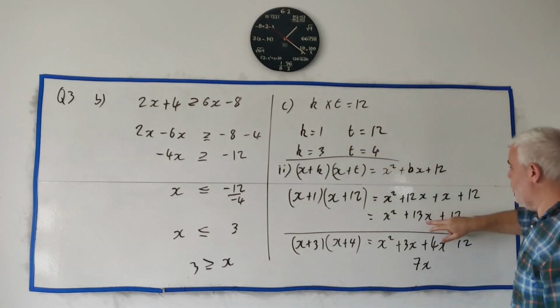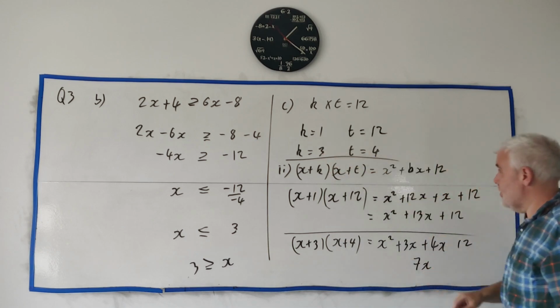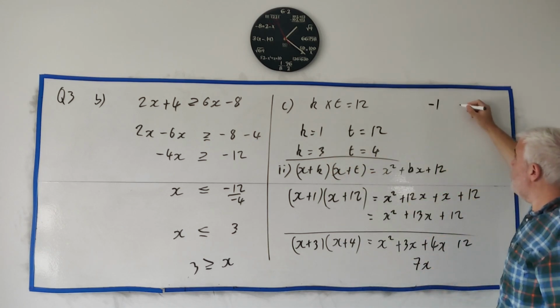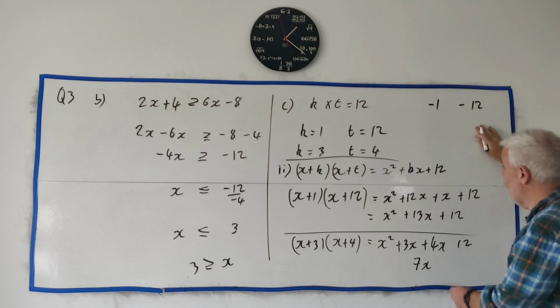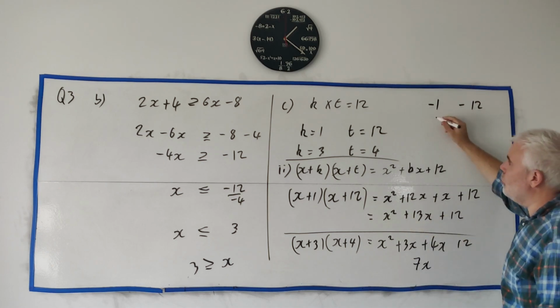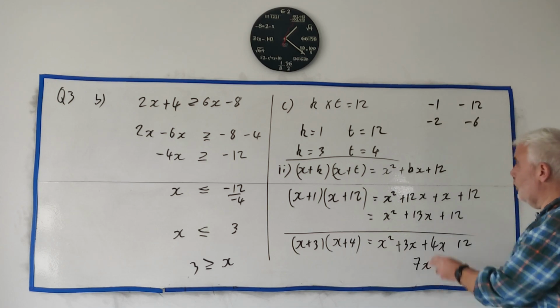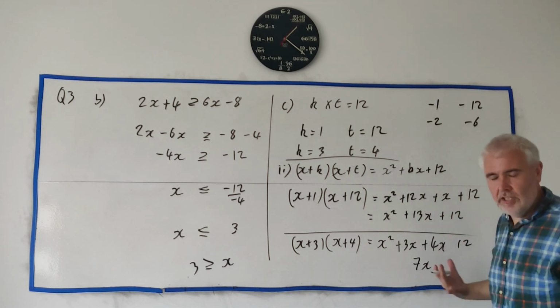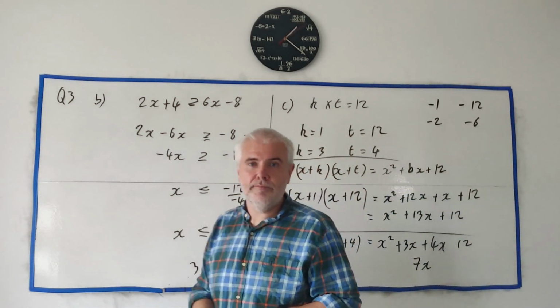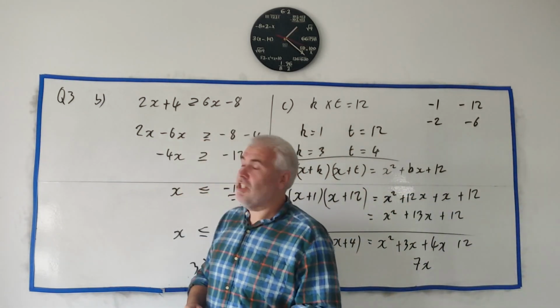1 plus 12 is 13. 3 plus 4 is 7. You could have used minus 1 and minus 12, and the middle number would be minus 13. You could have used, let's see, minus 2 and minus 6, the middle number would have been minus 8, and lots of different combinations there. And that's it for question 3.